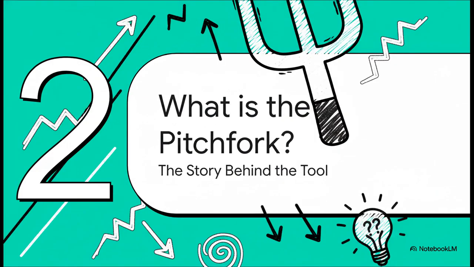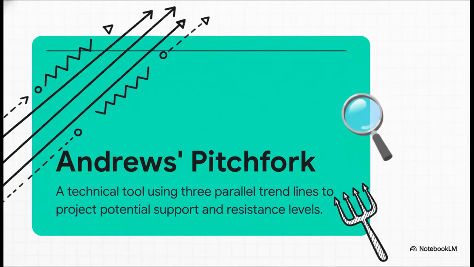Okay, so what is this thing? Andrews Pitchfork. It sounds a little strange, I know, but it's a surprisingly elegant way to visualize a trend. So let's break down what it is and where on earth it came from. At its absolute core, that's all it is. Just three parallel lines. But these lines aren't just drawn anywhere. They are built from key turning points in the price action to create a channel that kind of maps out the expected path of a trend.